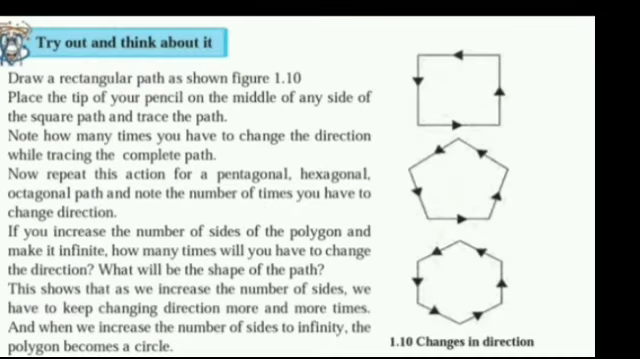Now see here, some examples of changes in direction are given. One is square, one is pentagon and one is hexagon. Now draw a rectangular path shown in this figure. Place the tip of your pencil on the middle of any side of the square path and trace the path. Note how many times you have to change the direction while tracing the complete path.